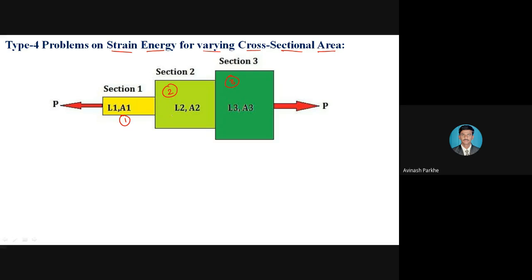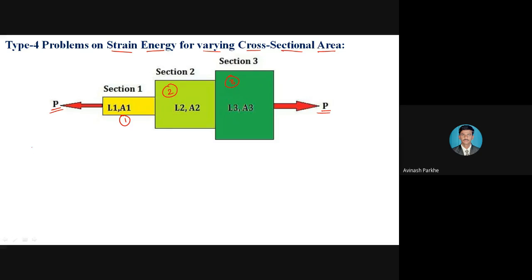Therefore this particular structure is called a bar of varying cross-sectional area. This section is subjected to the external force P. Whatever amount of force P is applied externally, the same force we have to consider for section 1, section 2, and section number 3. Now in this type number 4, I have to calculate the total strain energy stored in this particular bar.